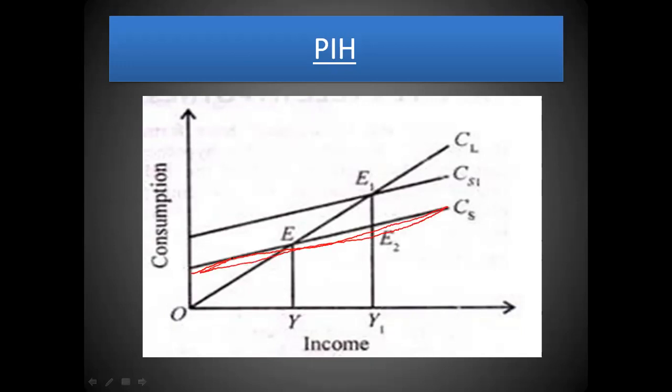आप CS ग्राफ पर ही रहोगे, CS कर्व पर ही रहोगे, एंड क्योंकि आपकी इनकम जो है वो Y से Y1 हो गई है, तो यू विल शिफ्ट फ्रॉम E पॉइंट टू E2. आप इस पॉइंट पर आ जाओगे, E2 पॉइंट पर. ओके, दिस E2 पॉइंट विल बी योर न्यू कंजम्पशन.